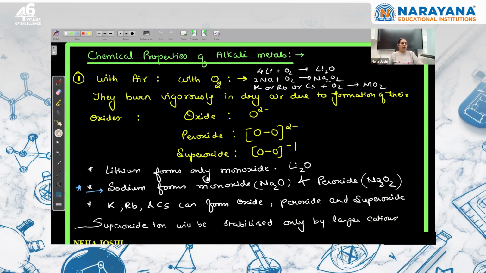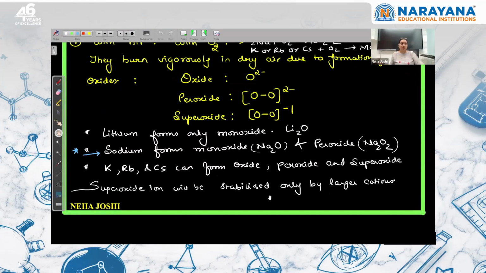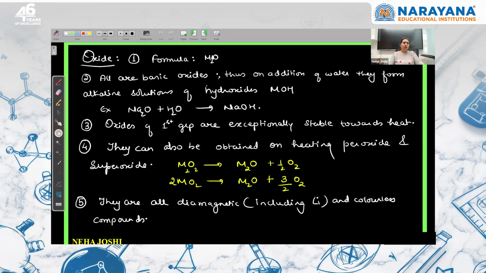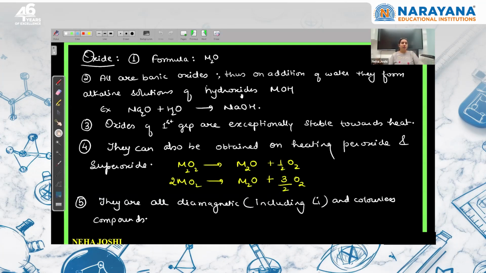So here we are. Potassium, rubidium, cesium can form oxide, peroxide, and superoxide. Superoxide ion will be stabilized only by larger cations. We have already discussed. As far as the oxides are concerned, formula is M2O, oxygen is 2 minus. All of them are basic oxides because alkali metals. How can we say they are basic? On their dissolution in water, they form hydroxides, which are basic in nature.